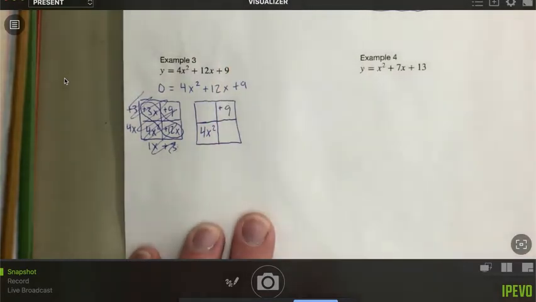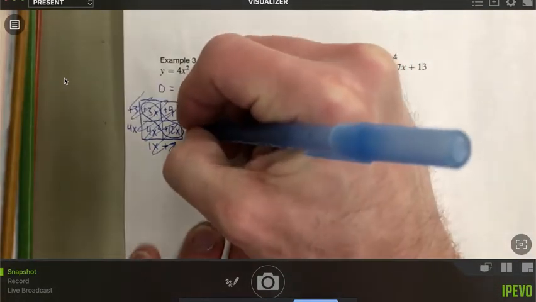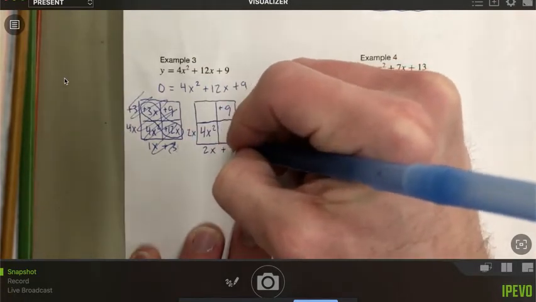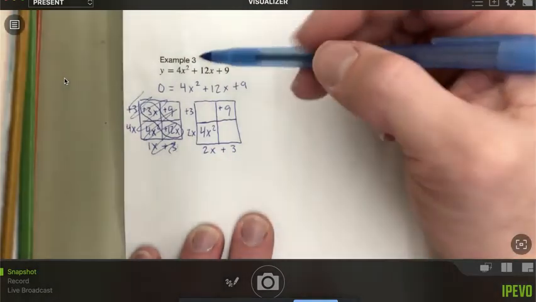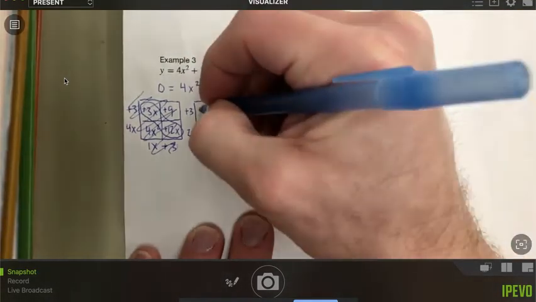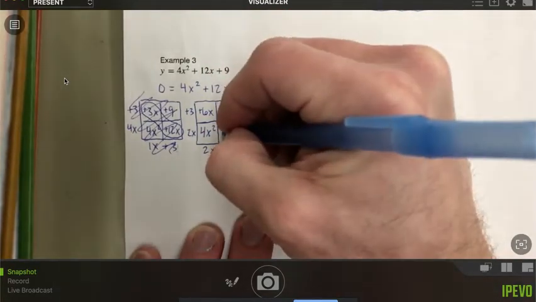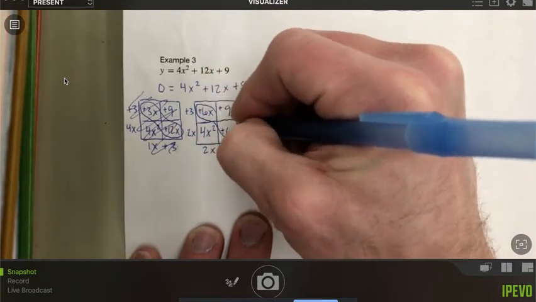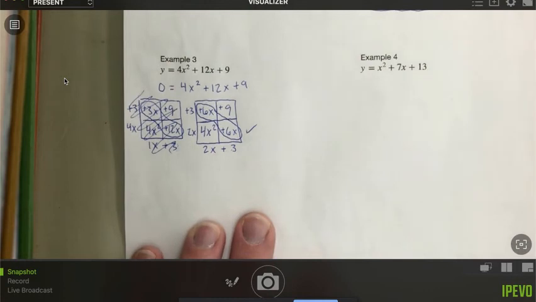All right, 4x and 1x was possible, but that's not the only thing. 2x squared could also be 2x and 2x. So I'm going to try 2x plus 3 and 2x plus 3. Well, 3 times 2x would be positive 6x. 2x times positive 3 would be positive 6x again. And if I look at these, those are definitely going to combine to be 12x, and so I'm good to go.